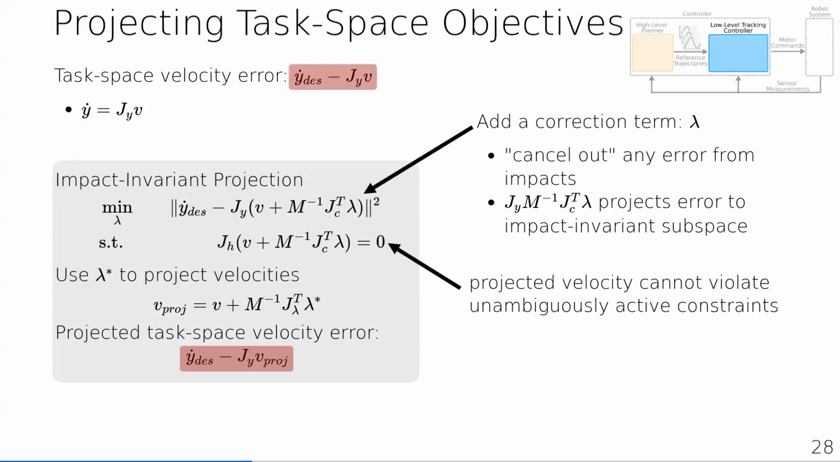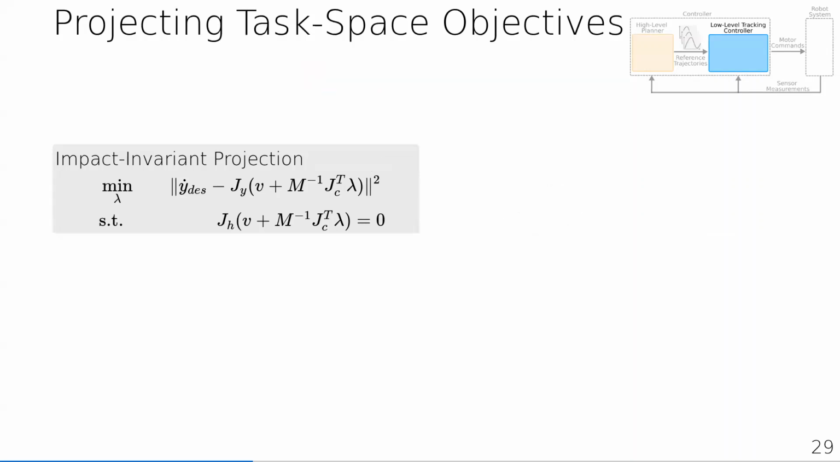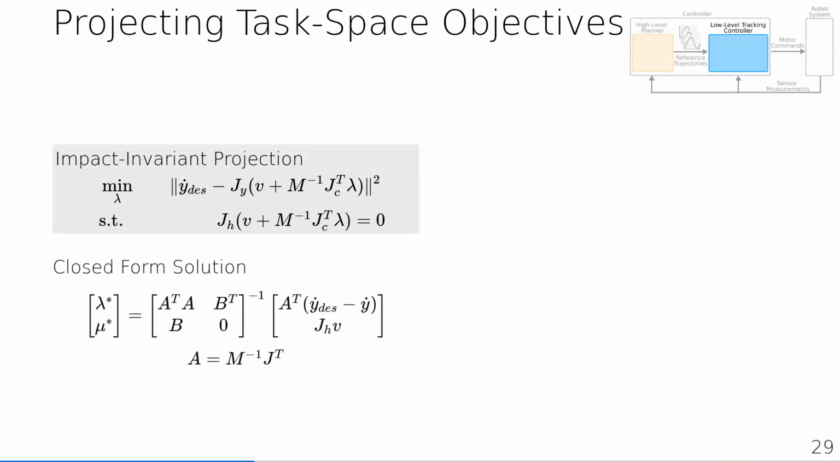Okay, so I was going to say that this is our previous error, and this is the projected test velocity error. Just a quick note: while this optimization problem may look complicated, it's actually just a constrained least squares problem, which means that we can write out the closed form solution, and this can be solved very quickly and fast enough for the kilohertz rates needed for our low-level controllers.